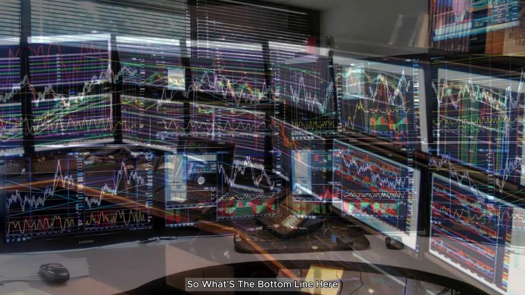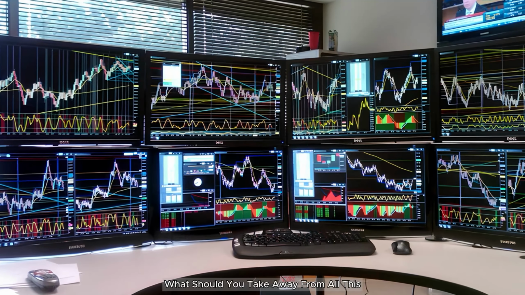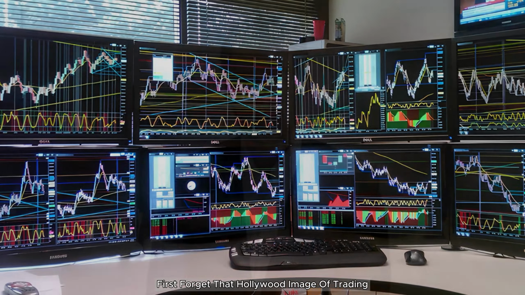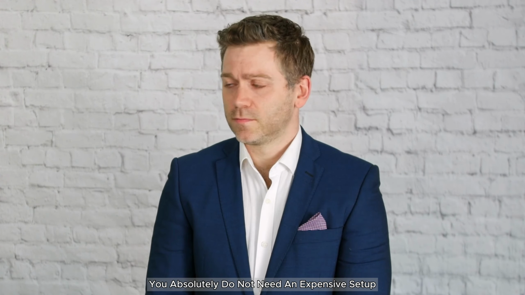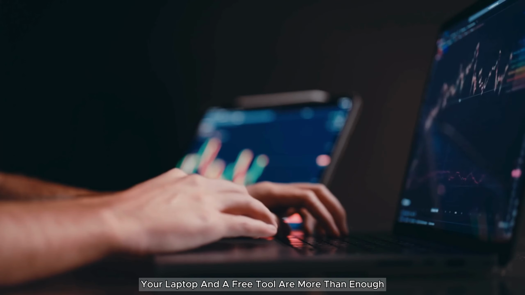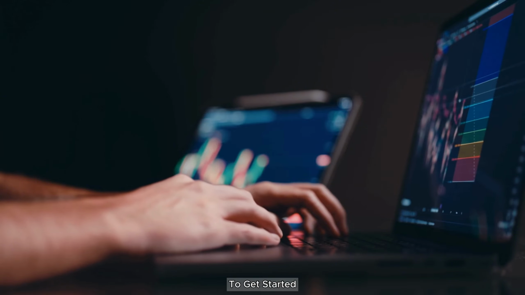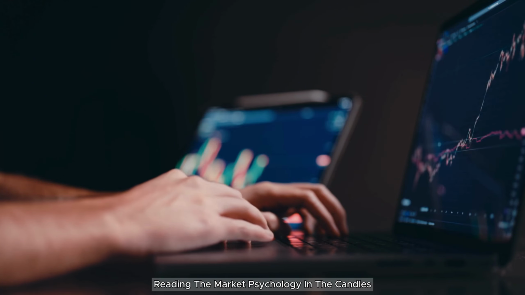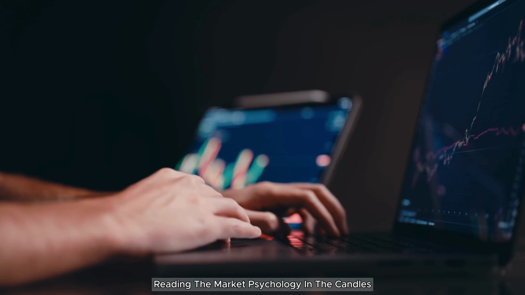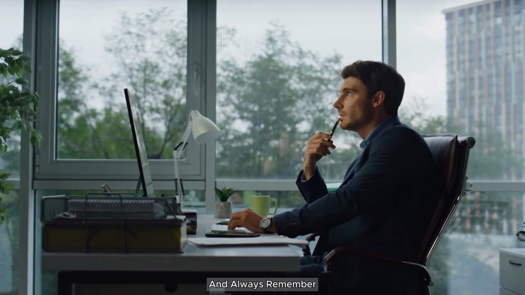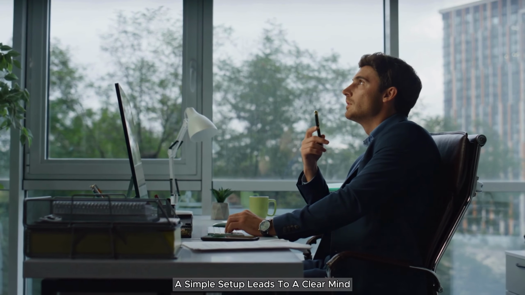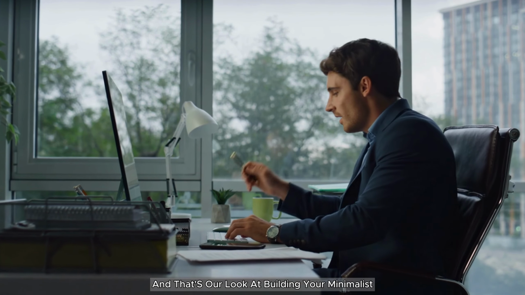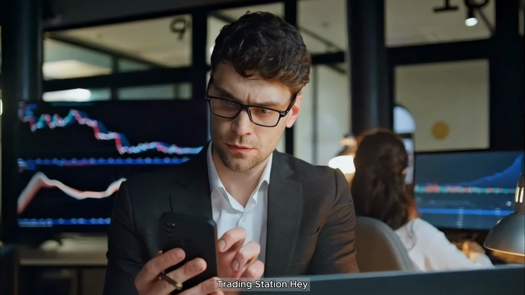A cluttered screen just leads to a cluttered mind, and that leads to bad decisions. So, what's the bottom line here? What should you take away from all this? First, forget that Hollywood image of trading. You absolutely do not need an expensive setup. Your laptop and a free tool are more than enough to get started. Focus all your energy on that one core skill, reading the market psychology in the candles. And always remember, a simple setup leads to a clear mind, and that leads to much clearer decisions. And that's our look at building your minimalist trading station.